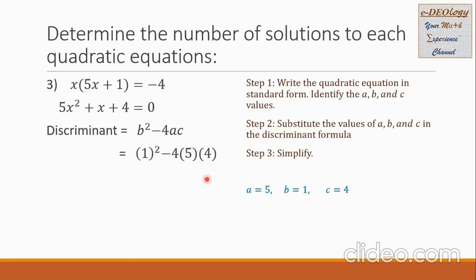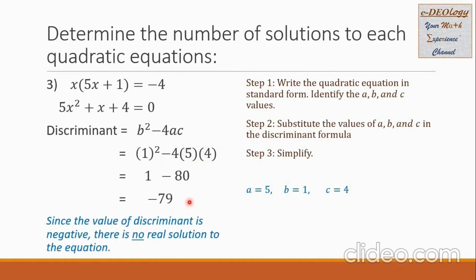Then we will simplify further. 1 squared is 1 minus the product of 4 and 5 and 4, that is equal to 80. 1 minus 80 is negative 79. Since the value of the discriminant is negative, there is no real solution to the equation.